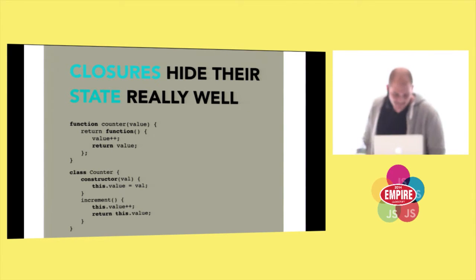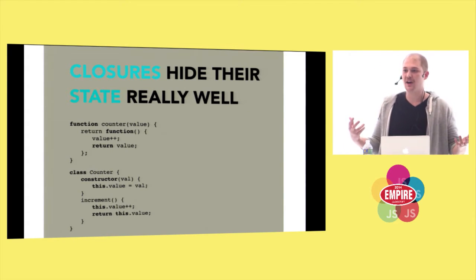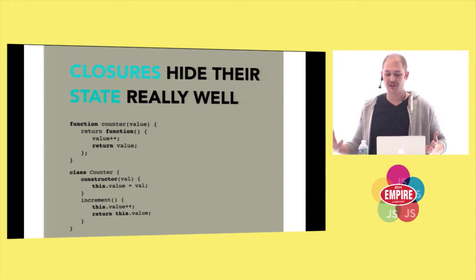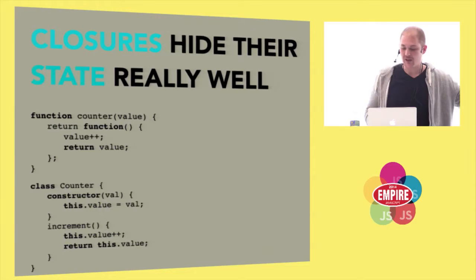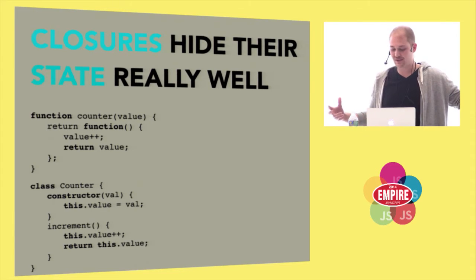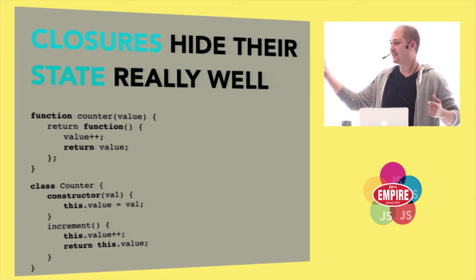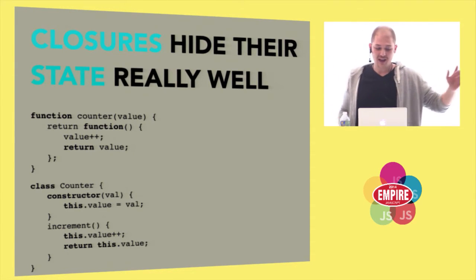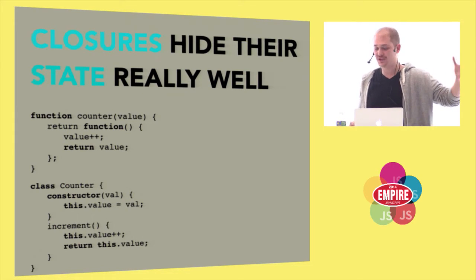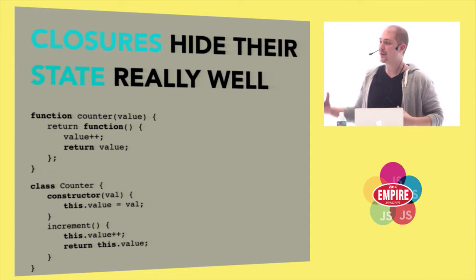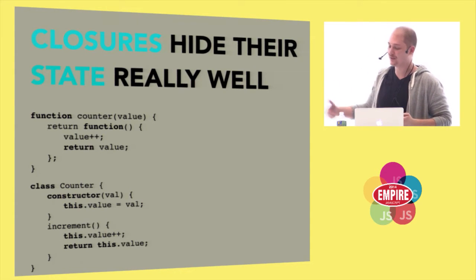So if you want to implement the counter module using the closure pattern, you would do something like a function called counter that takes in a value and returns a function. When called, it will increment the value and return the value. If you want to do it using classes, this is ES6 classes by the way, you'd have a constructor that sets a value, and then a method called increment that would increment the value and then return it.